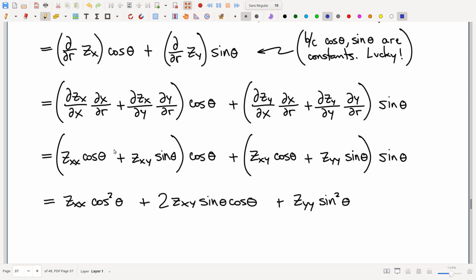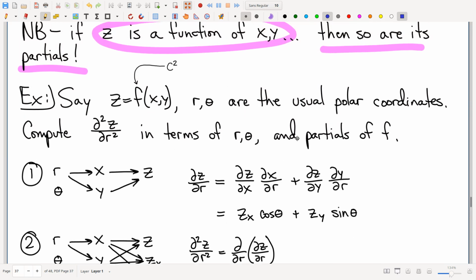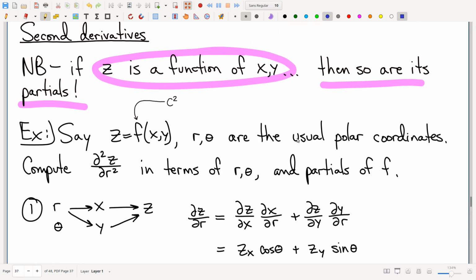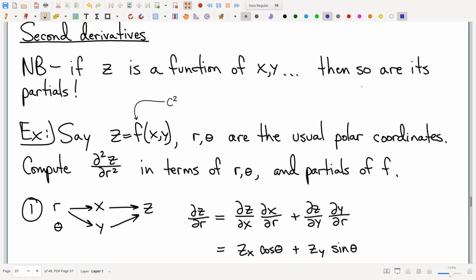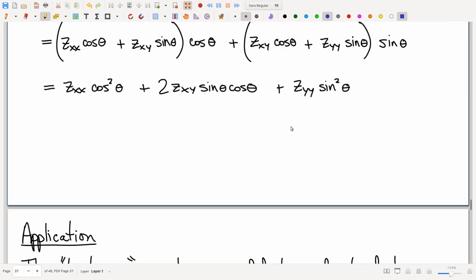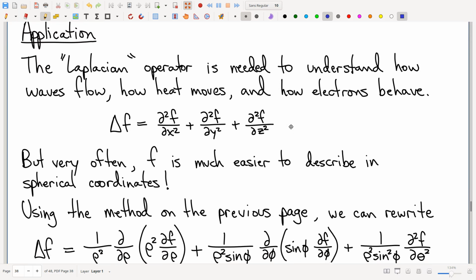Now, reasonable next question: who cares? Always a good question when you're doing math. What is this good for? What does this have to do with anything? I have an example that I think is very persuasive. This is what that looks like in spherical coordinates.